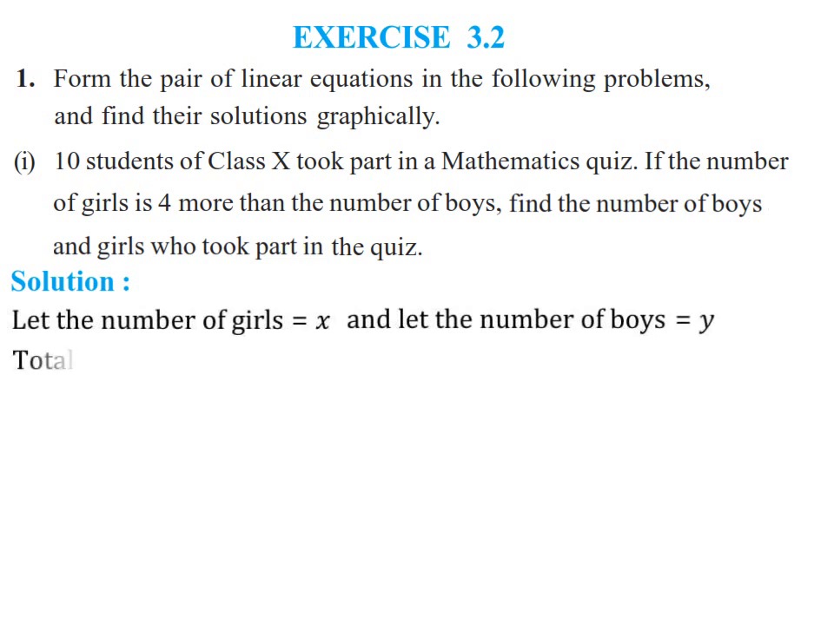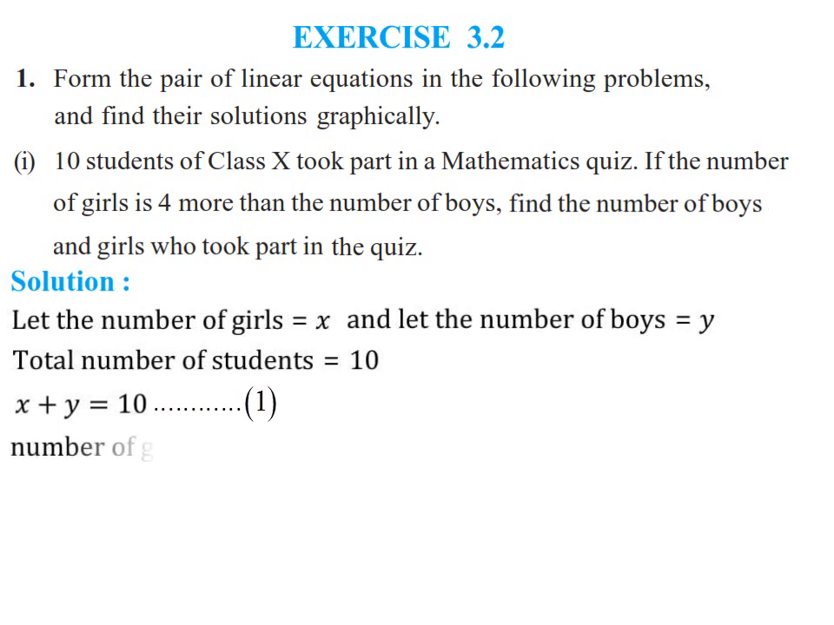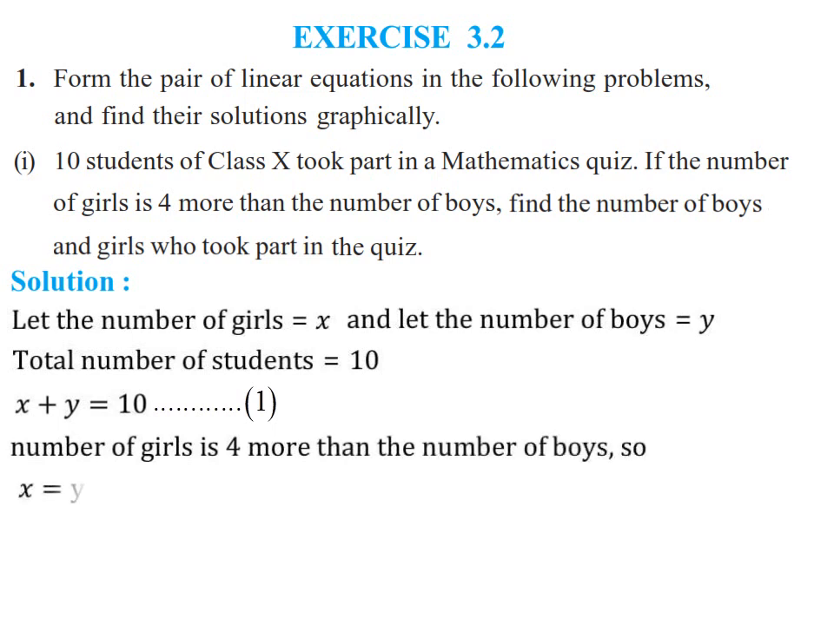Again, what do we have? The total number of students is equal to 10. Total students means girls plus boys. So my first equation will become x plus y is equal to 10. Now which condition is given next? The number of girls is 4 more than the number of boys. So we can say x equals y plus 4, the number of girls is equal to 4 more than the boys. So again we have to represent it graphically.